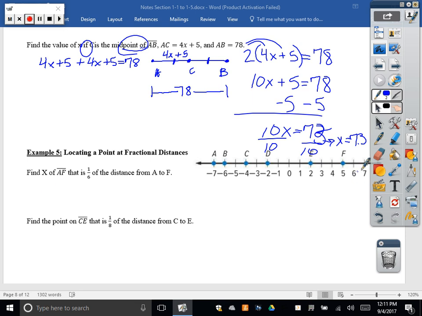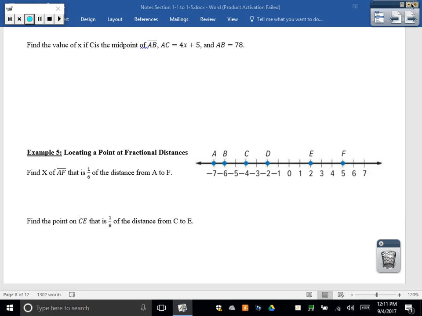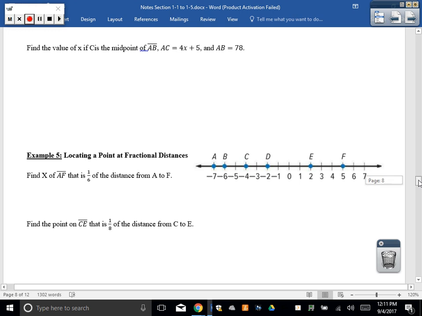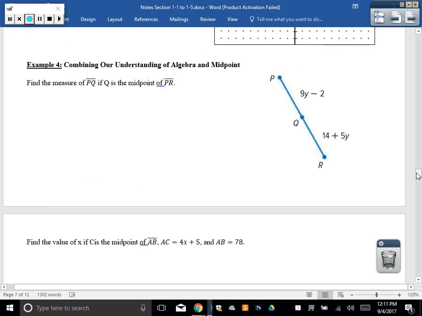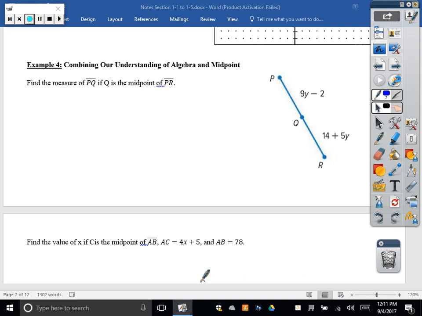And so if I go back to that problem there that we just skipped over, it's a little bit easier than the one we just did. But here's what I would put down. Find the measure of PQ. So one of the things I'm going to do on my paper is I'm probably going to circle this right here. That's what we're trying to find. If Q is the midpoint, so this is also important, of PR. If Q is the midpoint of PR, I know that this length here and this length here have to be the same length. So right now, you should already know what the equation is to solve for y.